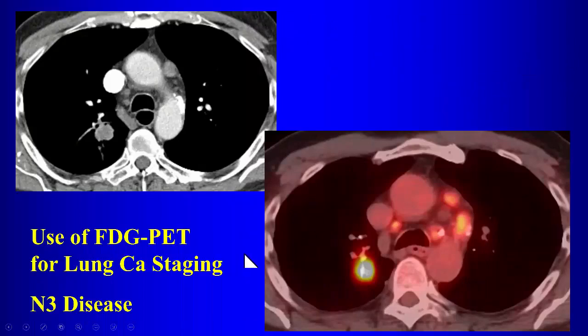Here's an example where the staging becomes really important in terms of what therapies you're going to offer the patient. There's a tumor here in the right upper lobe, but here we have lymph nodes on the other side, and on the PET-CT we have active contralateral lymph nodes, which makes it N3. That means that surgery is not an option for this patient. Okay.